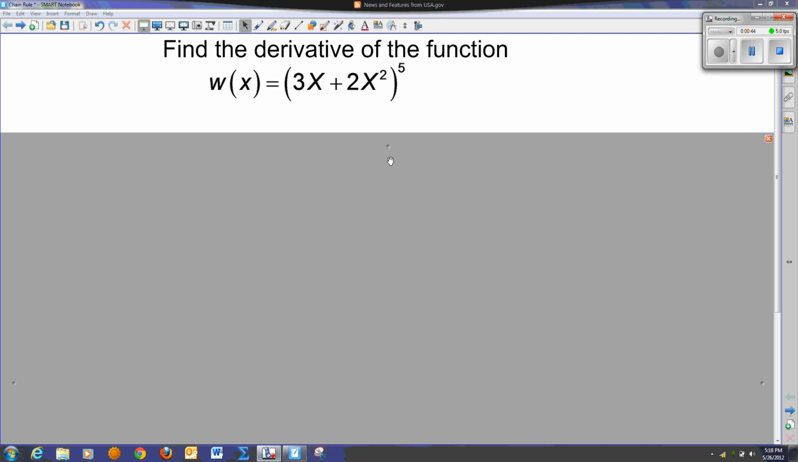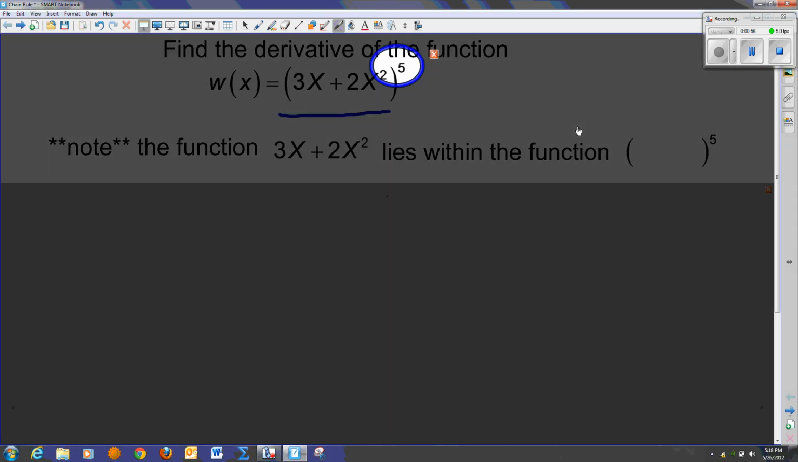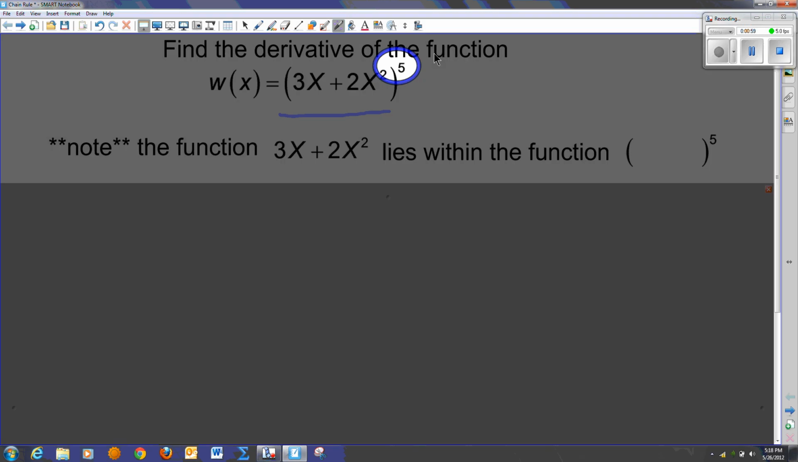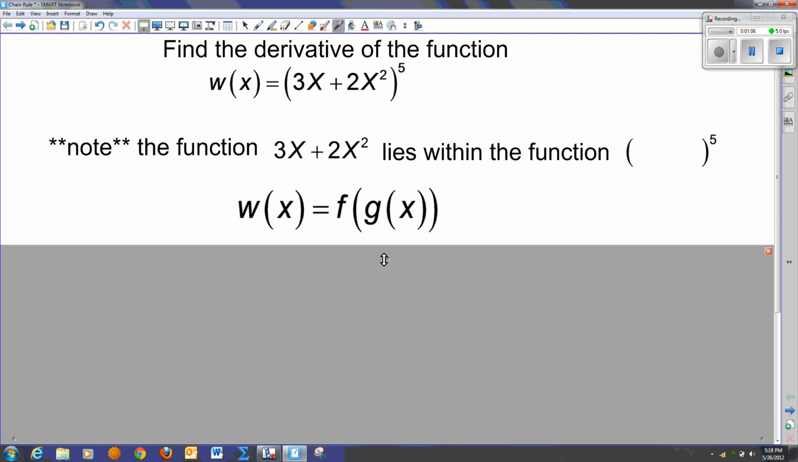Now we notice in this function that the quantity of 3x plus 2x squared is within the quantity of some x to the fifth term. That's a good thing. It acts like a function within a function, or a composition of functions. So w of x is made up of a composition of 2 functions f and g, where we have, in this case, some f of g of x.